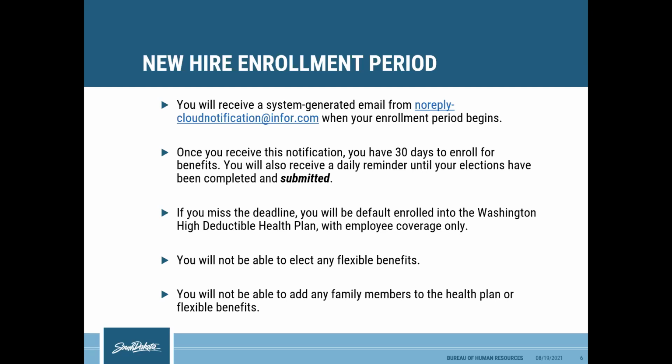If you miss the deadline, you will default enroll into our Washington High Deductible Health Plan for employee-only coverage, which is a $0 premium. You will not be able to elect any flexible benefits if you default. You will also not be able to add any family members to your health plan or flexible benefits.